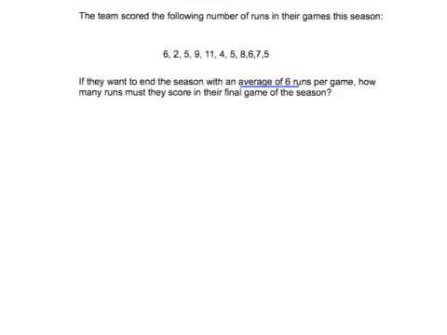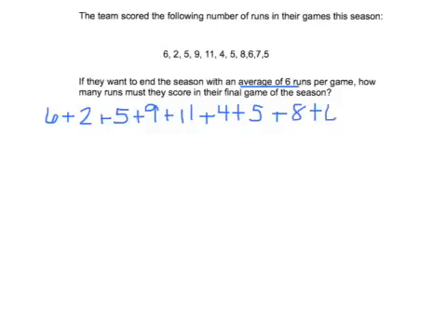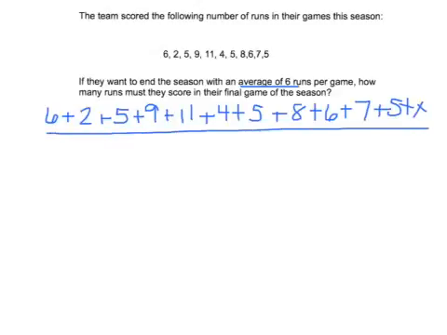So let's go ahead, and we're going to start by adding all this together. We've got 6 plus 2 plus 5 plus 9 plus 11 plus 4 plus 5 plus 8 plus 6 plus 7 plus 5 plus X. Okay, that's that last game, divided by, let's count, 1, 2, 3, 4, 5, 6, 7, 8, 9, 10, 11, 12. Divided by 12 equals, this all equals 6. We want our average to be 6. There we go. There's step 1.